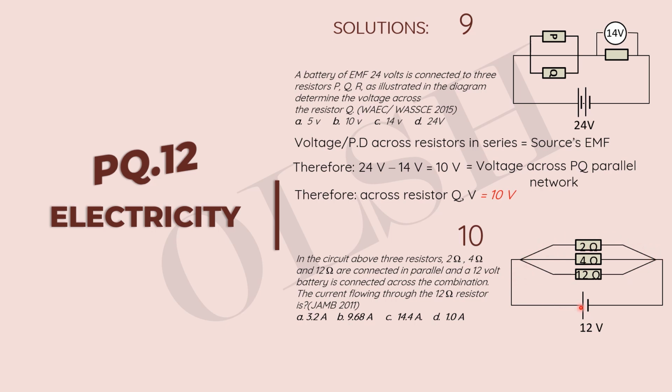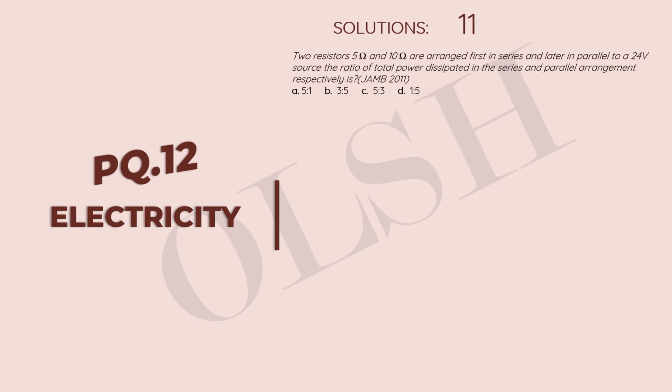Having said that, to get the amount of current that flows through this, of course, is just to take the voltage across its terminal and divide it by the resistance to get the current flowing through it. So simply do 12 volts divided by 12 ohms. Of course, 12 volts across its ends divided by 12 ohms will give us 1 amp. So the answer is 1 amp. So we'll move on to number 11.